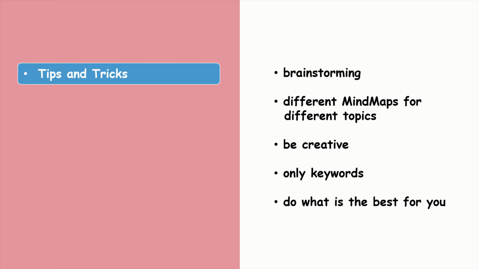Try different things or styles. What is the perfect thing for you? For the best learning success, you have to figure out what works best for you. Every mind map is different, like people's brains. Your mind map is as unique as you are.